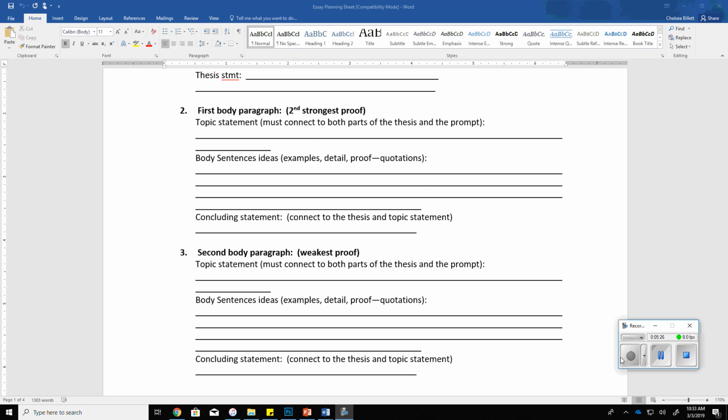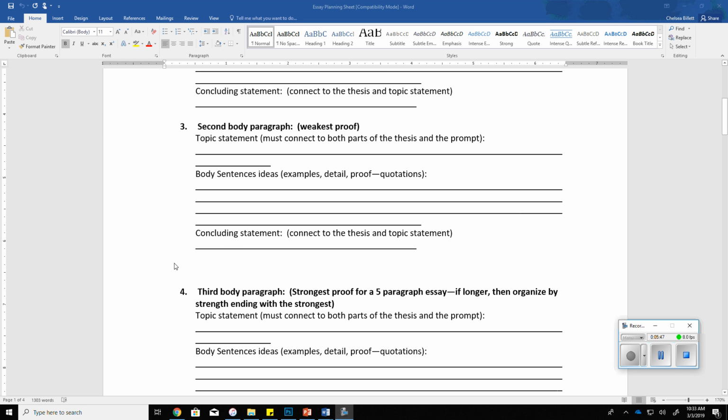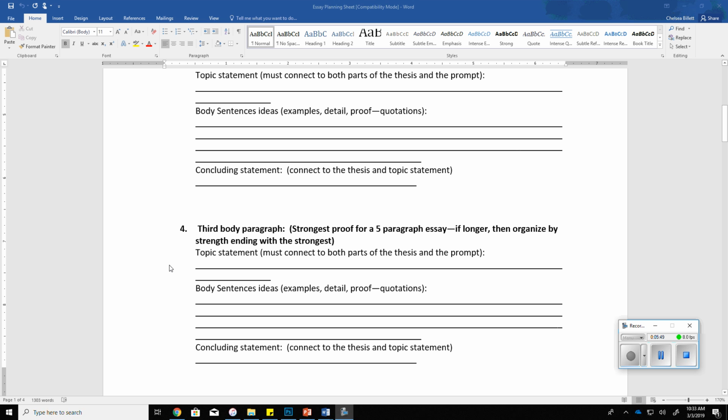So again, and we talked about this a while ago, you might want to revise your thesis, or when you're writing your thesis, think about which are your strongest and weakest pieces of evidence. So you want your second strongest proof written in your first body paragraph, your weakest sandwiched in the middle, and you want to save your strongest argument for last.